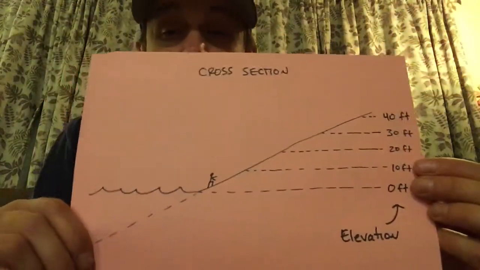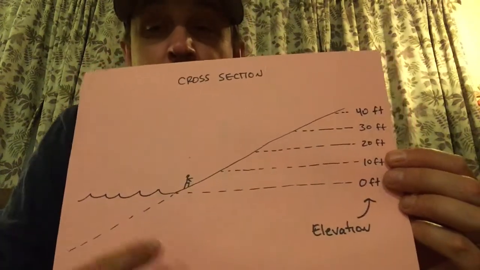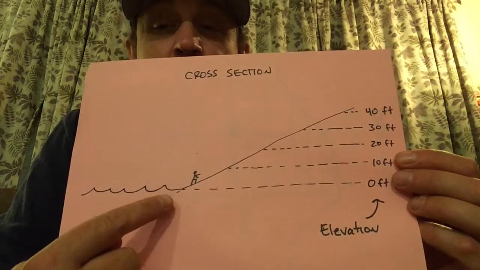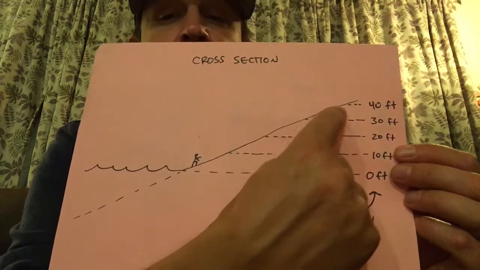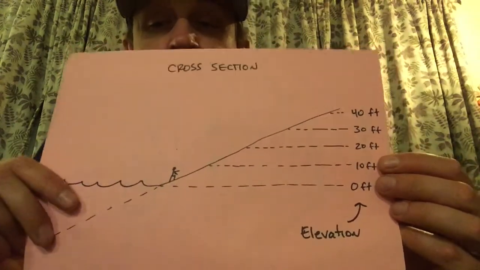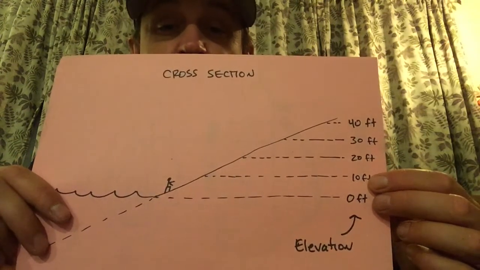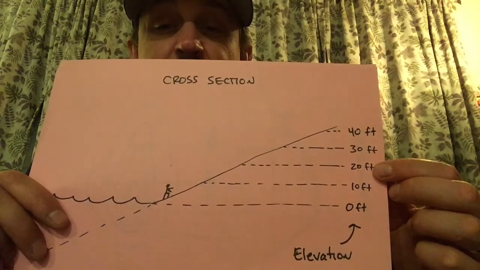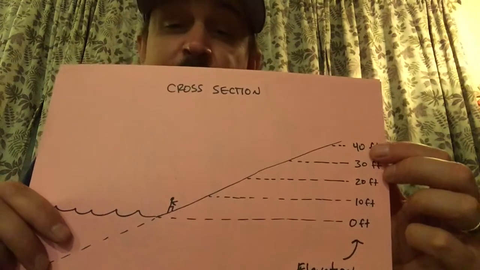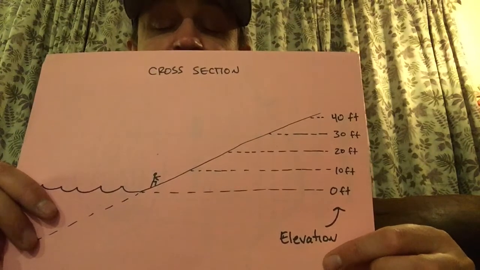So here's a little cross section. We're going to imagine we're down at the ocean, and we're going to just walk directly away from the ocean, and we're going to walk up this hill. And as we walk up the hill, eventually we will be 10 vertical feet above the level of the water. And as we go further, we're 20 vertical feet above the edge of the water, 30 vertical feet, 40 vertical feet, whatever. That is your elevation, your distance above sea level.